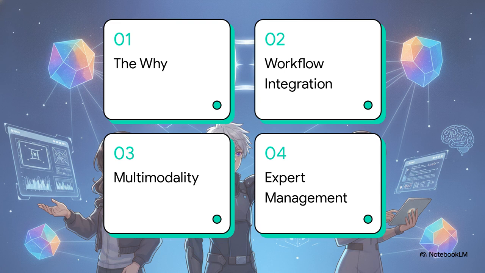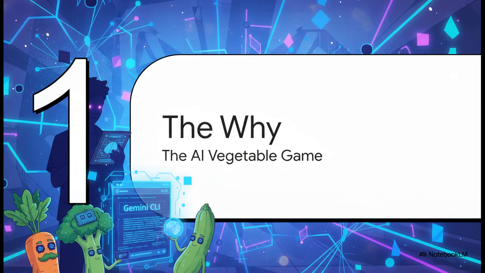So here is our roadmap for today. We'll start with number 1, the why. Then 2, workflow integration. 3, multimodality. And we'll wrap up with number 4, expert management, for those really massive coding sessions. Kicking things off with section 1, the why, and what we're calling the AI vegetable game.